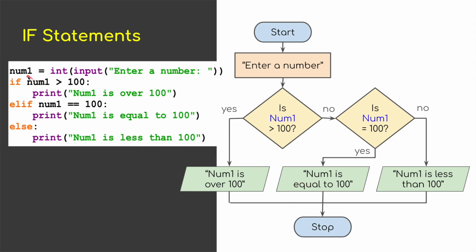So writing this in Python, number 1 equals an int input, enter a number. We covered this in the variables video. If number 1 is greater than 100, print num1 is over 100. Elif, else if, shortened version, else if number 1 equals 100. We put 2 equal signs in because using a single equal is basically assigning values to a variable. But if number 1 equals, the value inside the variable equals 100, then number 1 is equal to 100. Else, print number 1 is less than 100.